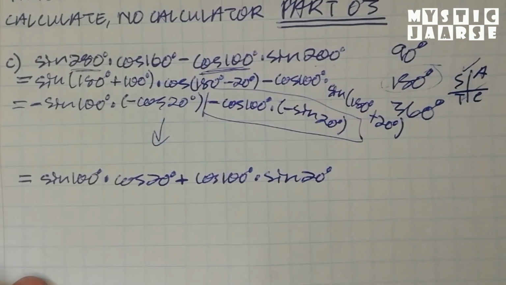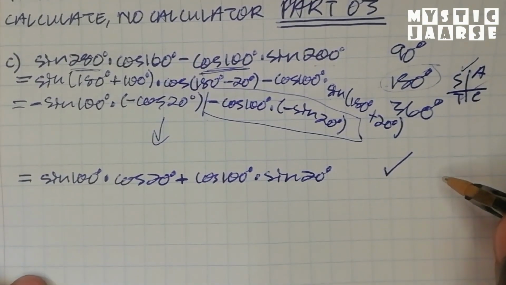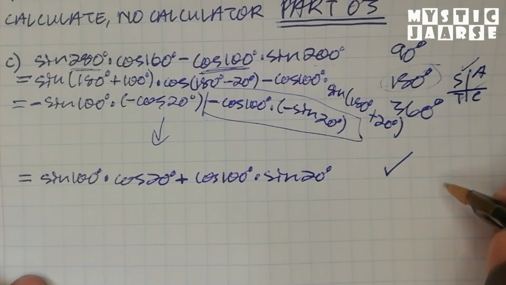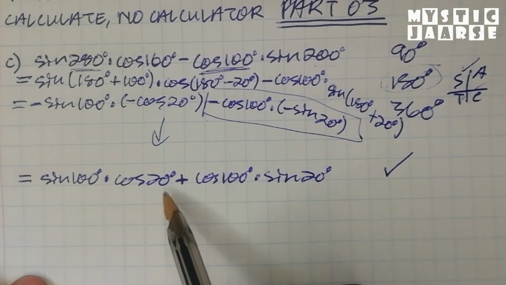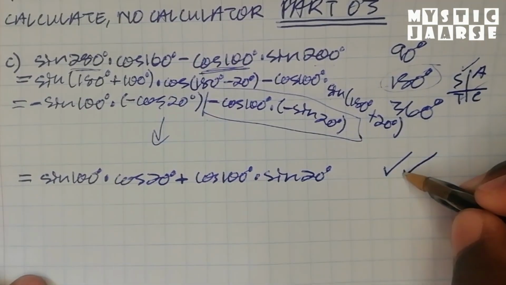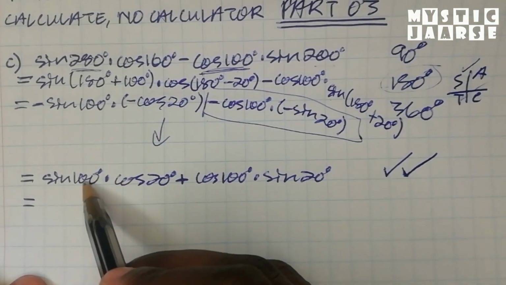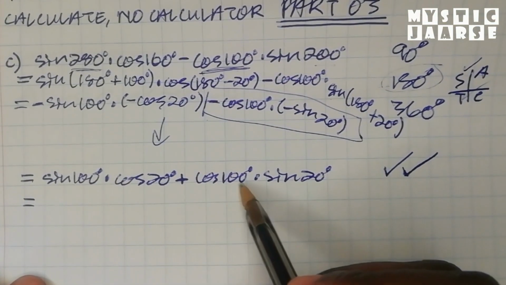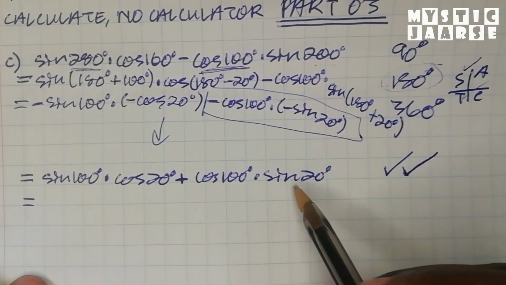We have sine, cos, cos, sine. So the trig ratios match up with the pattern of the sine compound, right? What about the angles? We have 100, 20, 100, 20. So A, B, A, B. So the angles are corresponding. 100 of sine corresponds with 100 of cos. 20 of cos corresponds with 20 of sine.